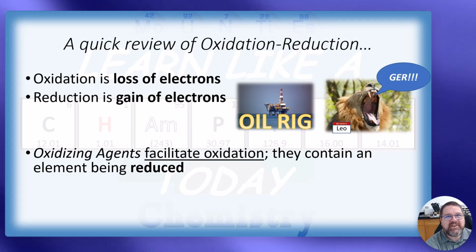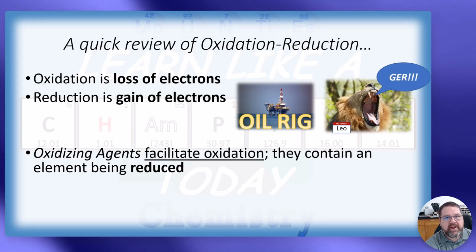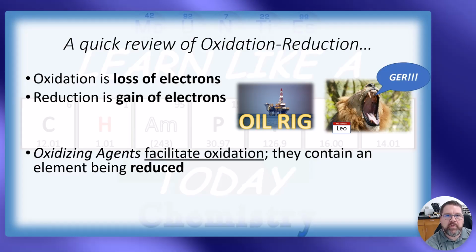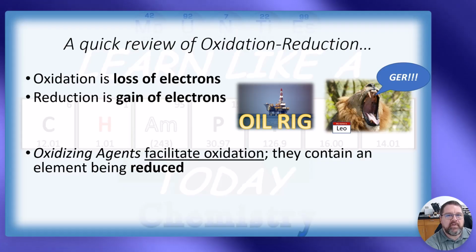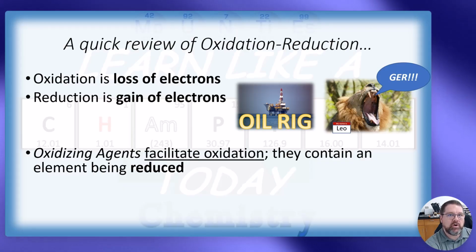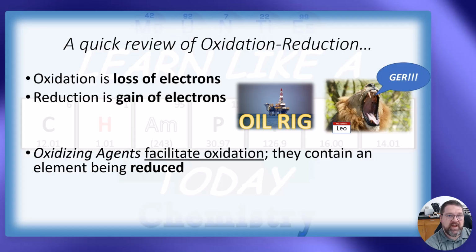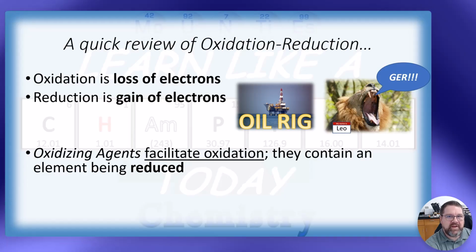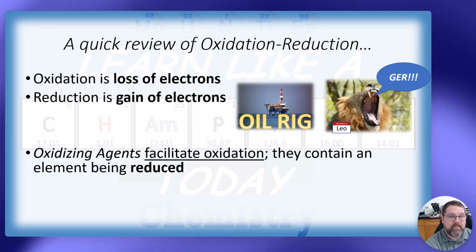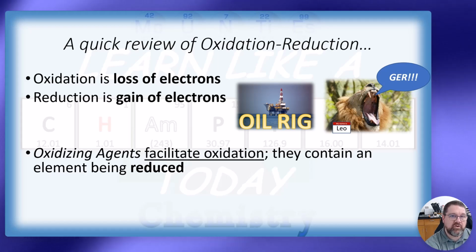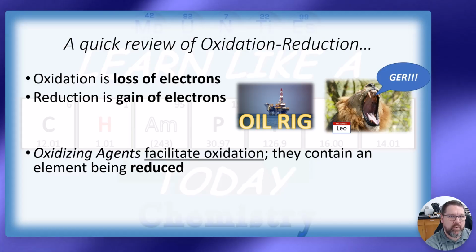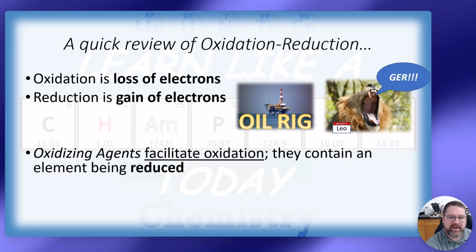And so when we talk about agents, we have oxidizing agents and reducing agents. And just like real estate agents or insurance agents, these are people that help to facilitate the purchase or sale of real estate, the purchase of insurance. They help the thing to occur. So an oxidizing agent contains something that is facilitating something else being oxidized. So that means that it itself is being reduced. By being reduced, by taking on electrons, it's facilitating something else giving up electrons, that is oxidizing.